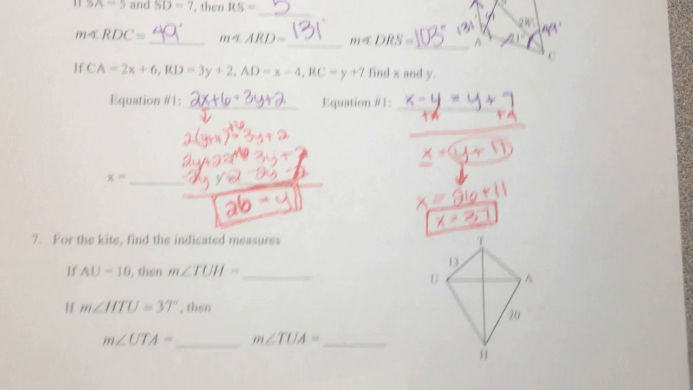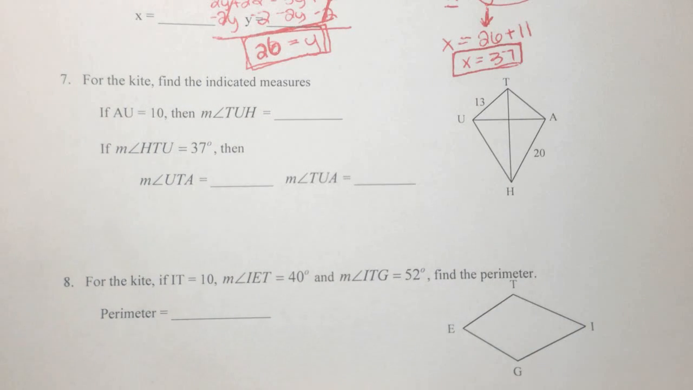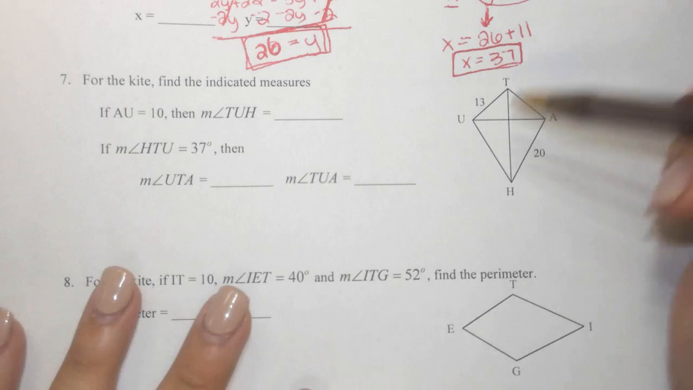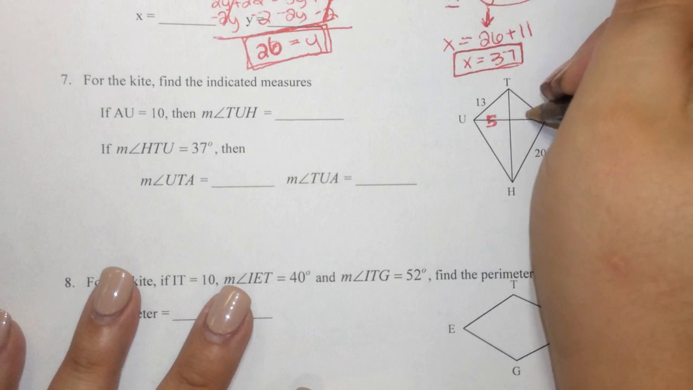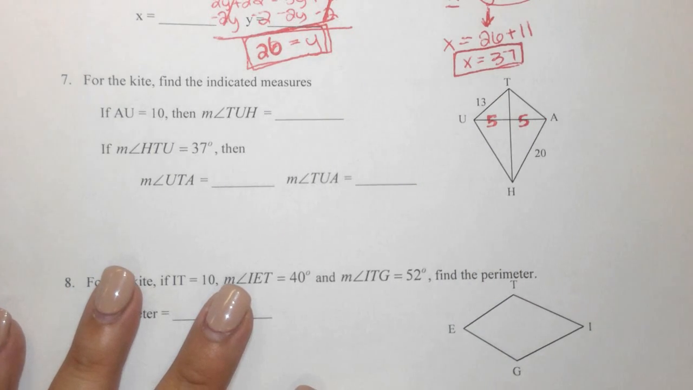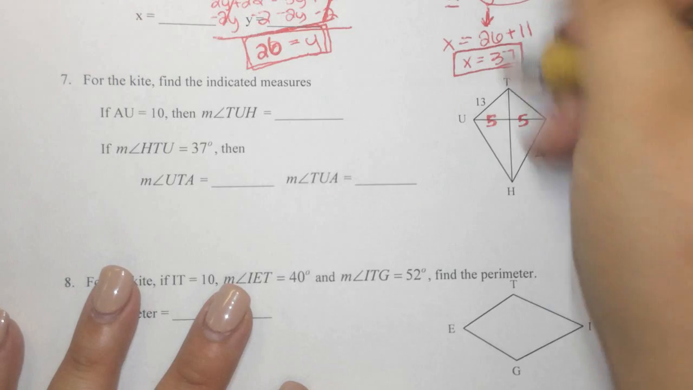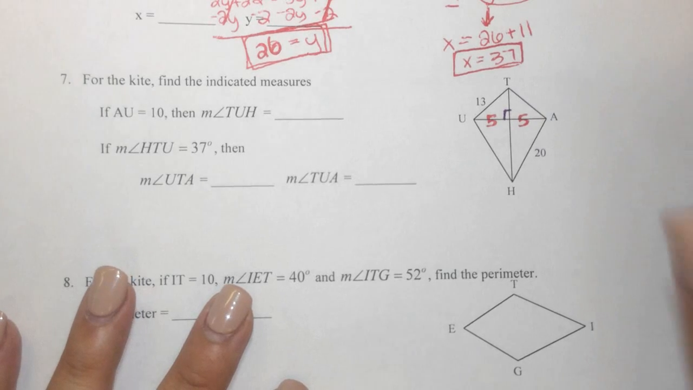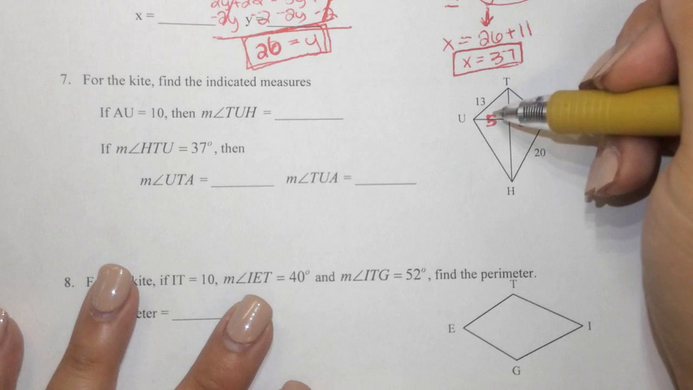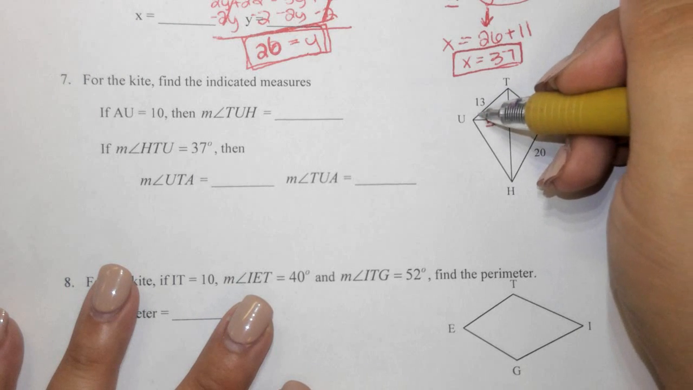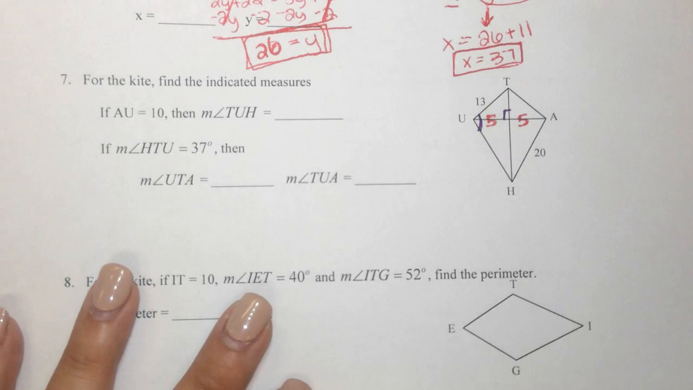Okay. For your next one, number 7 is a very important question that you'll see again. It says AU is 10. If I know AU is 10, that's 5 and 5. And it's a kite, so I know it's going to be a right angle. Now I have a 13 here. I want to know what angle TUH is. I want to know this whole thing right here.